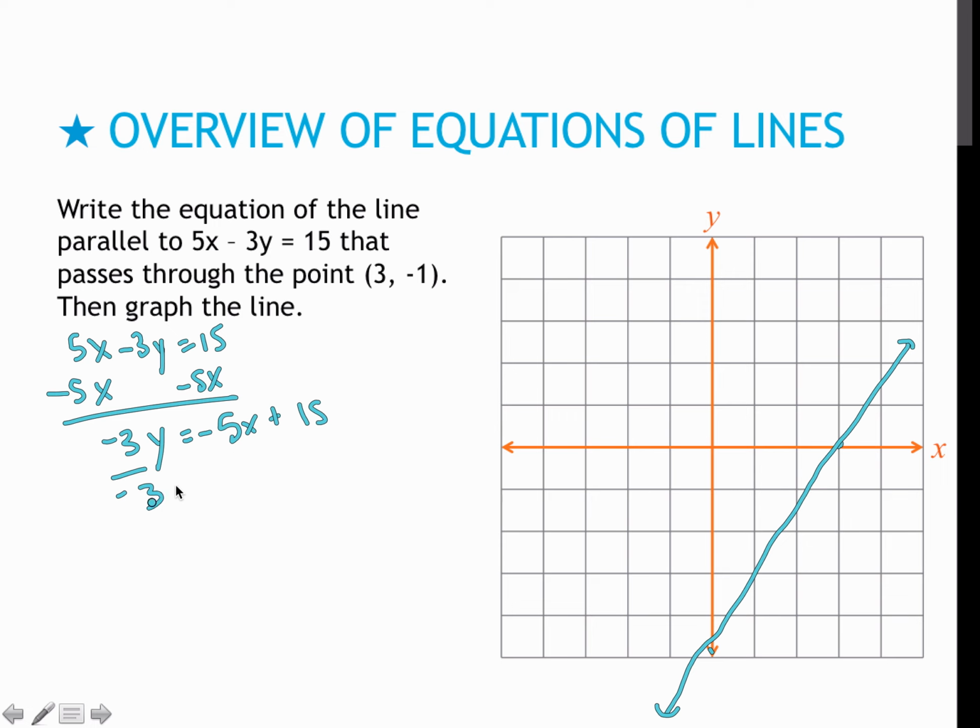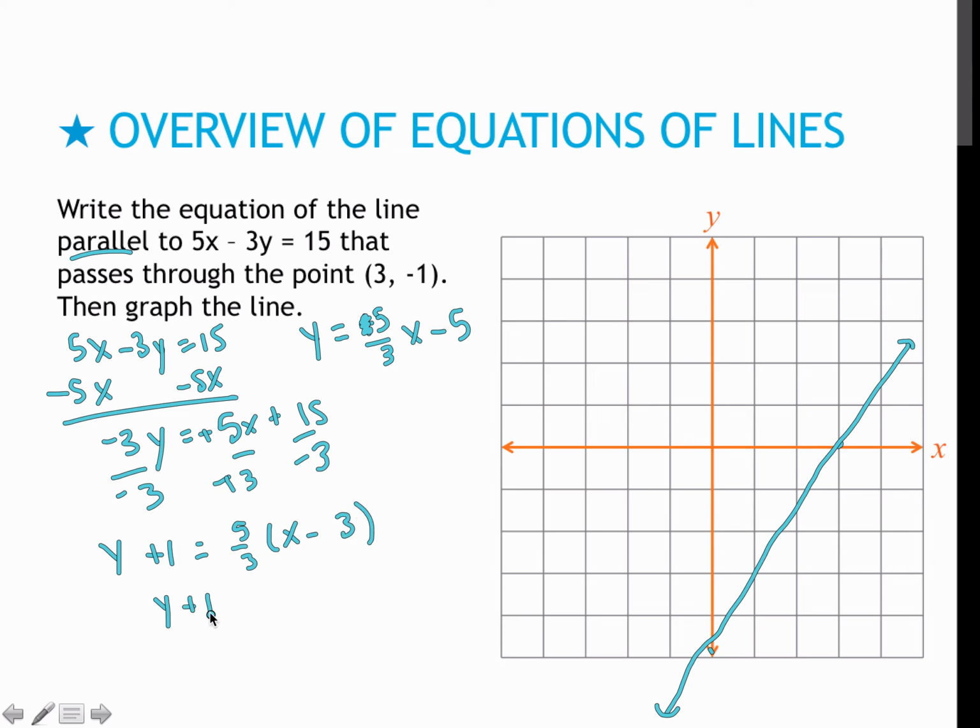When I divide everything by negative 3, I get y equals positive 5/3 x minus 5, because a negative divided by a negative made it positive. And I want to steal that slope of 5/3 because I want it to be parallel. So I'm going to do y minus my y value of negative 1 equals my slope, 5/3, times x minus my x value of 3.